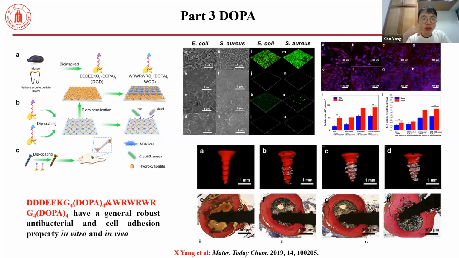You mean in this part, DOPA is used for the adhesion to the surface. We don't consider it as being used for the antibacterial part. We just use it for the adhesion. Sorry, could you tell me your other questions?